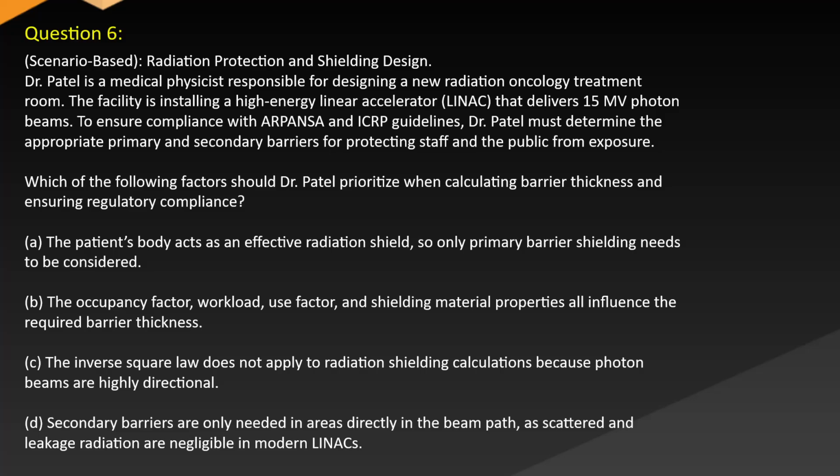Which of the following factors should Dr. Patel prioritize when calculating barrier thickness and ensuring regulatory compliance? A. The patient's body acts as an effective radiation shield, so only primary barrier shielding needs to be considered. B. The occupancy factor, workload, use factor, and shielding material properties all influence the required barrier thickness. C. The inverse square law does not apply to radiation shielding calculations because photon beams are highly directional. D. Secondary barriers are only needed in areas directly in the beam path, as scattered and leaked radiation are negligible in modern LINACs.